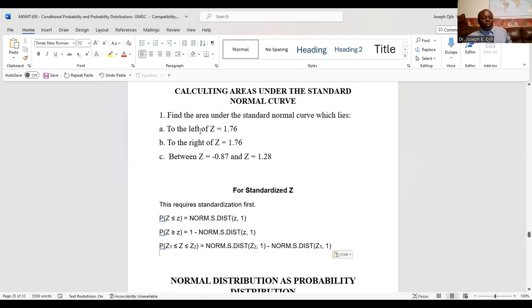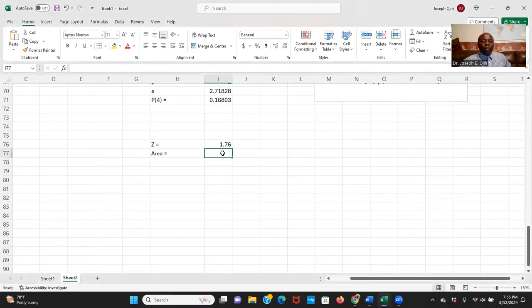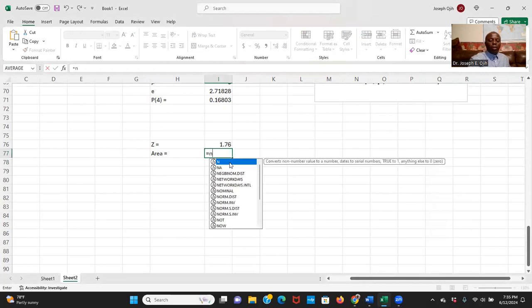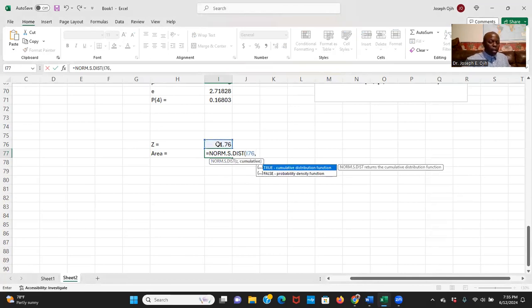So now, to the left of Z, 1.76 means Z less than small z. So you can put that in. This is the formula here: norm.s.dist, Z, comma 1. I put 1.76 there. So now the area equals norm.s.dist. It will pop out. Double click on it. Click on Z, comma, and then 1. If it's less than, yep, let's give it that.